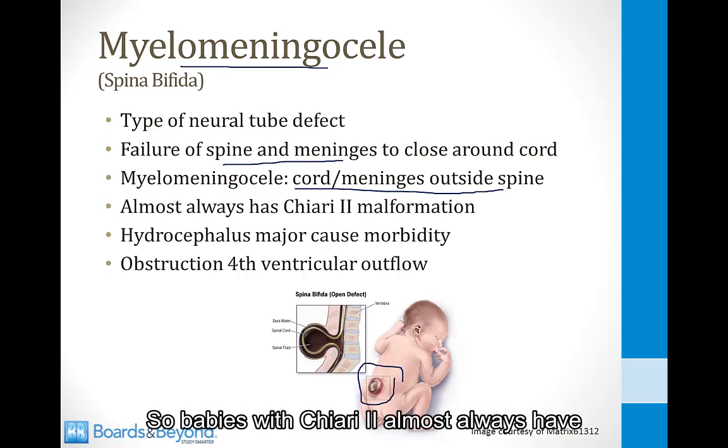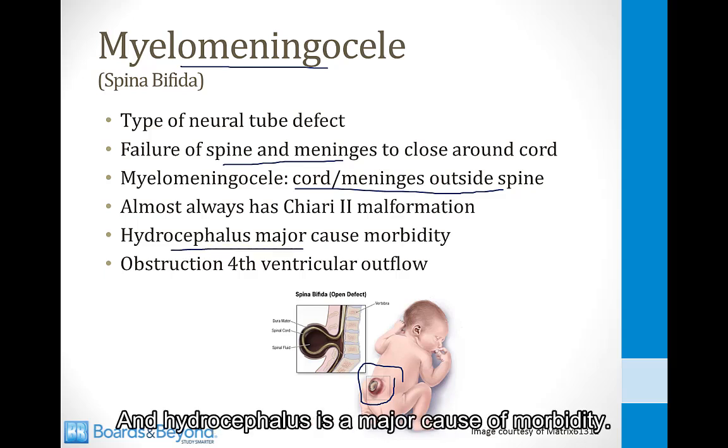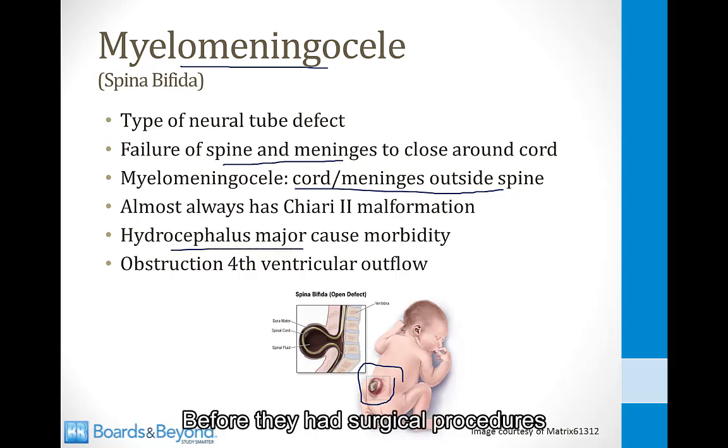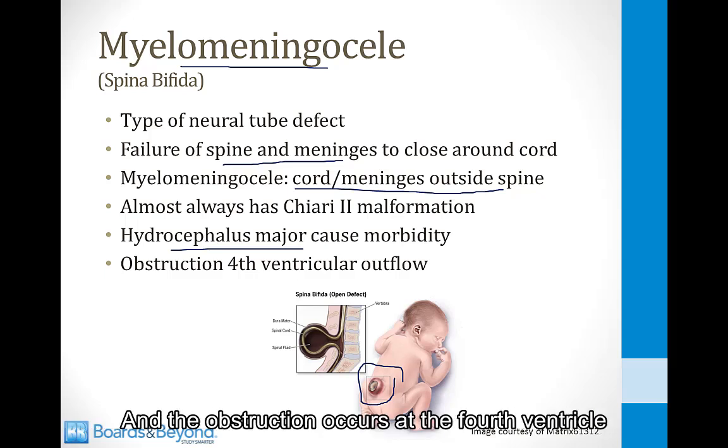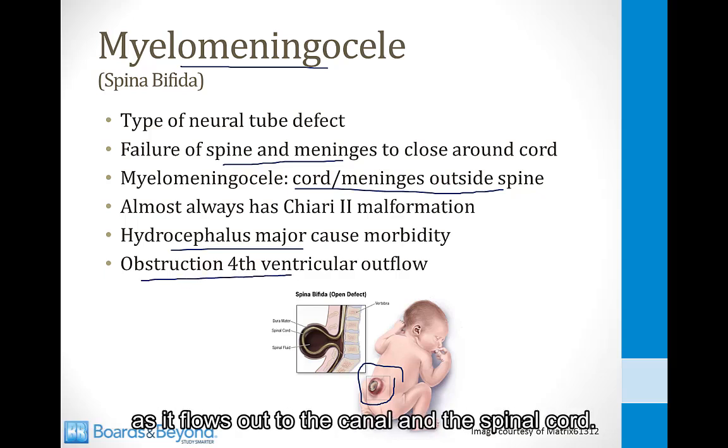This is a picture of a baby down here with some type of spina bifida. So babies with Chiari-2 malformations almost always have myelomeningoceles and vice versa, and hydrocephalus is a major cause of morbidity. Before they had surgical procedures to lower the pressure in the brain, most babies with a myelomeningocele died of hydrocephalus. And the obstruction occurs at the fourth ventricle as it flows out to the canal in the spinal cord.